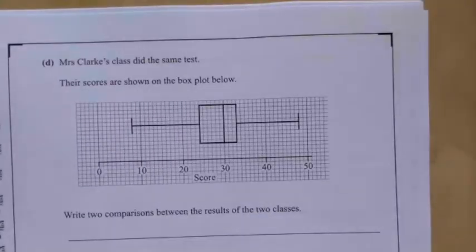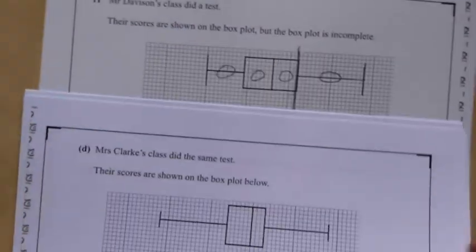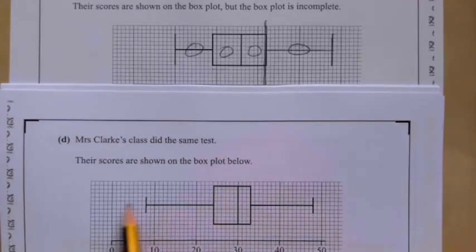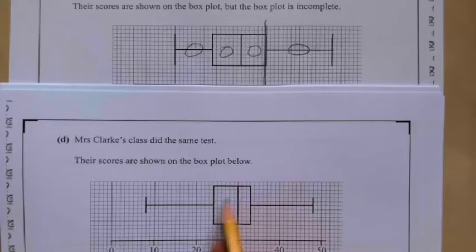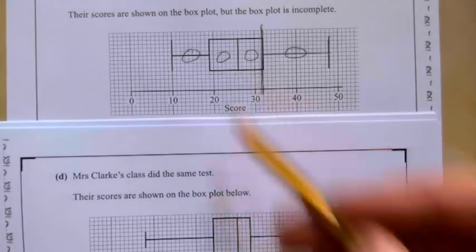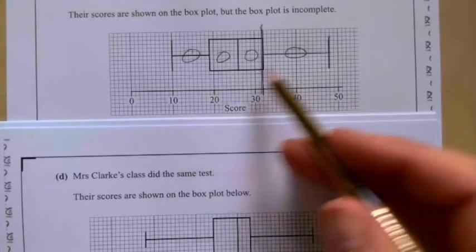Part D. Mrs. Clark's class did the same test. Write two comparisons between the results of the two classes. So let's get this back so you can see both here and we can compare. To me then, Mrs. Clark's had a larger range, but she had a smaller interquartile range. Also the median here was 30, so it looks like Mrs. Clark did slightly better.